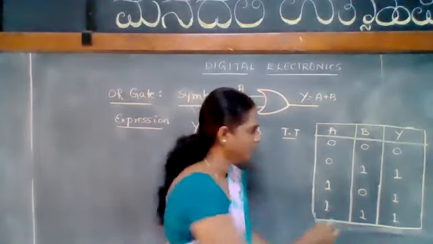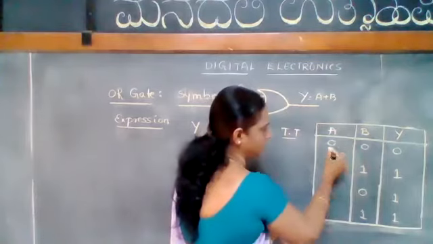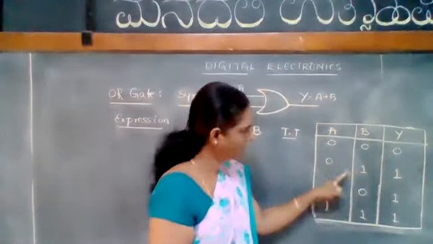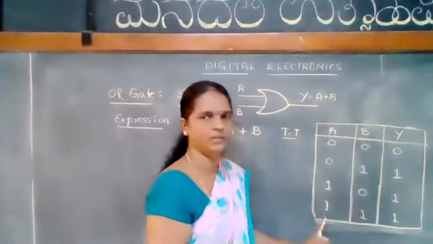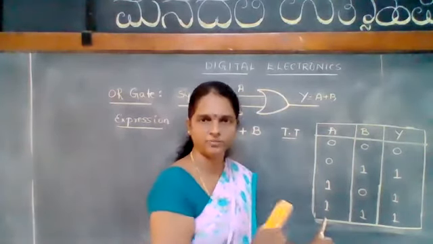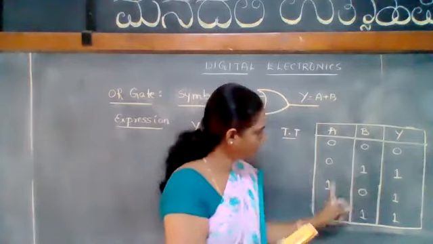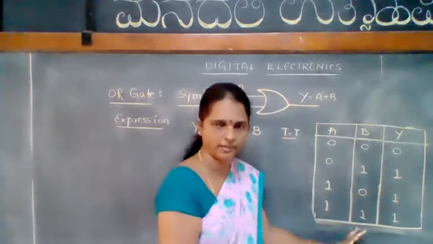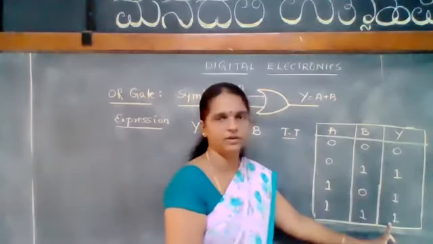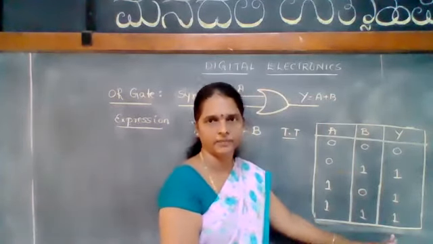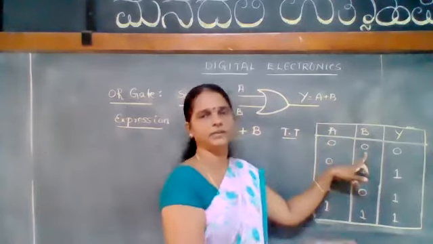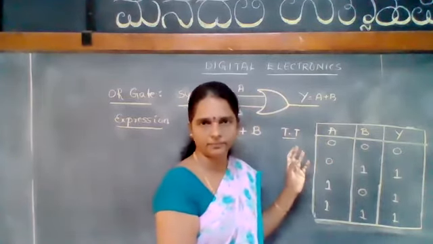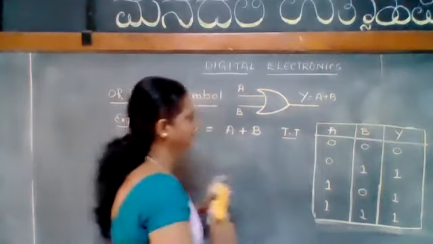Remember this. When both the inputs are 0, only then is the output 0. When any one of the inputs is 1, this is the definition for the OR gate. When any one of the inputs is 1 or both the inputs are equal to 1, then the output of the OR gate goes high. Only when all the inputs are 0, the output will be 0. This you have to remember.